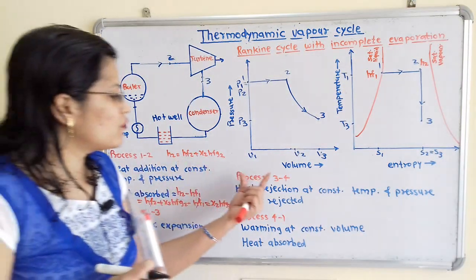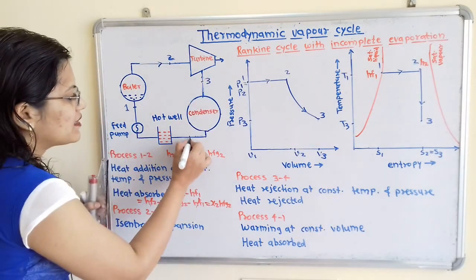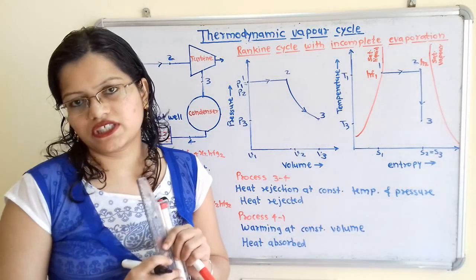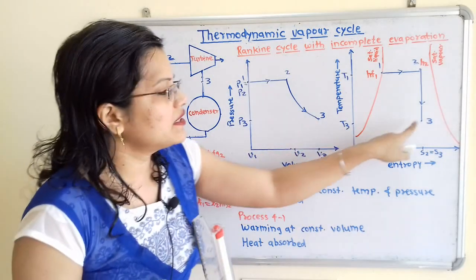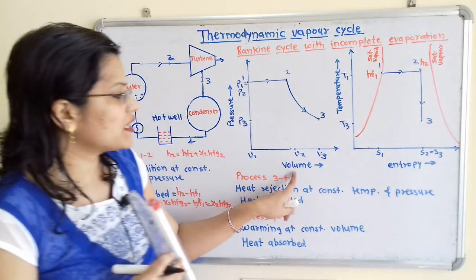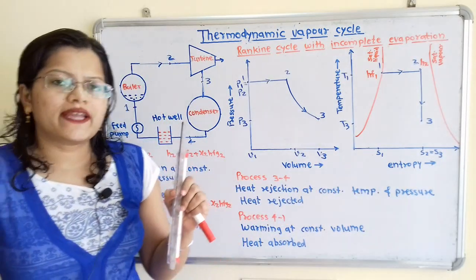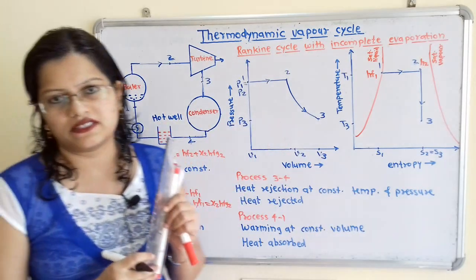Now again we will move for the process 3 to 4, which is taking place inside the condenser, where the heat rejection at constant temperature and pressure. So again we have to show pressure constant, temperature constant, and what is the effect of cooling on the other parameters, that is entropy and volume. So due to cooling, entropy decreases and here volume also decreases.